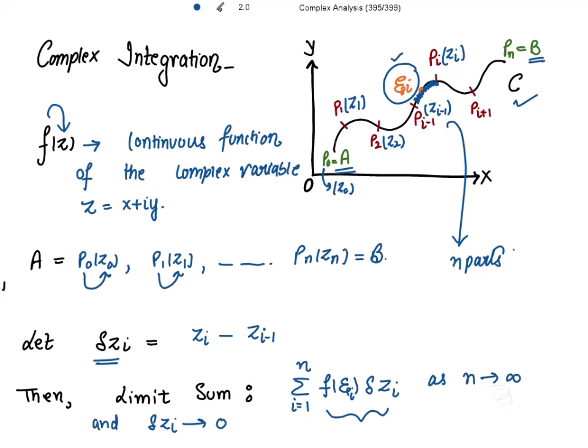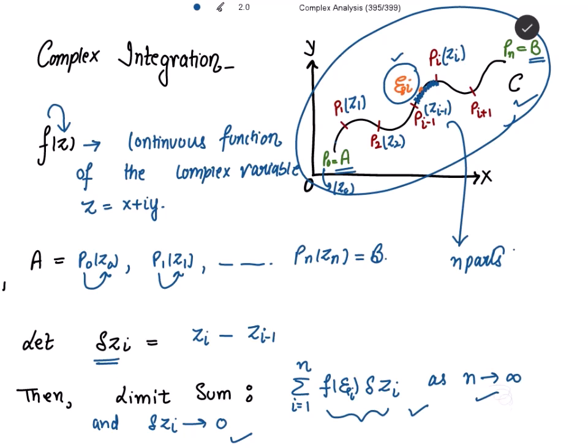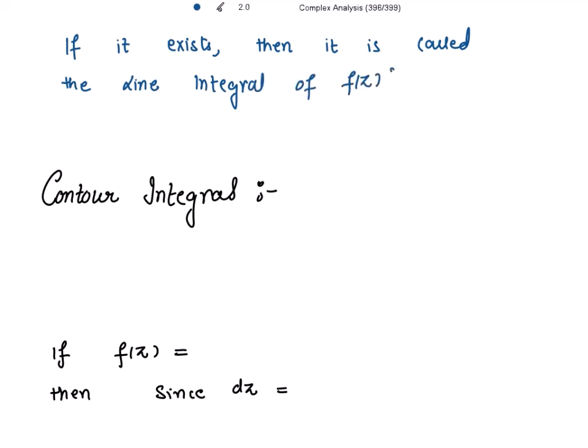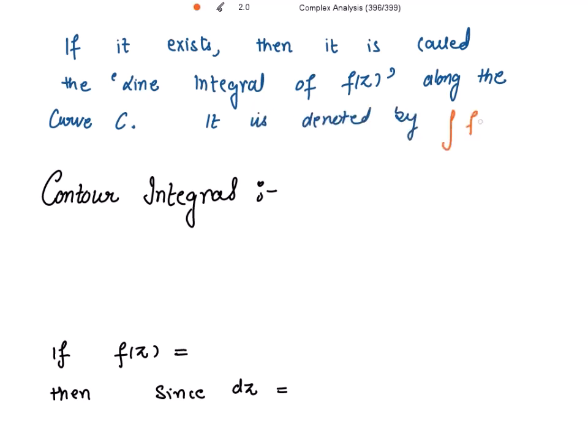If this sum exists under these two conditions, then it is called the line integral of f(z) along the curve C. It is denoted by the line integral of f(z) dz over the curve C, right?